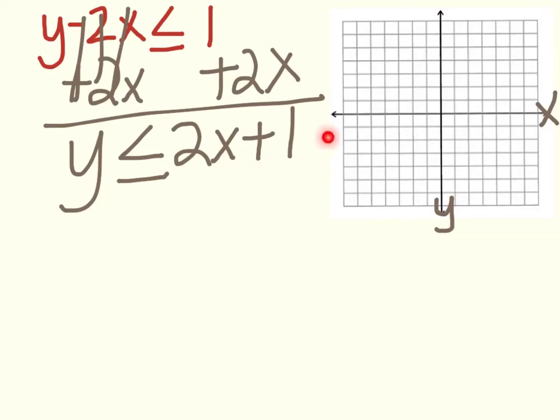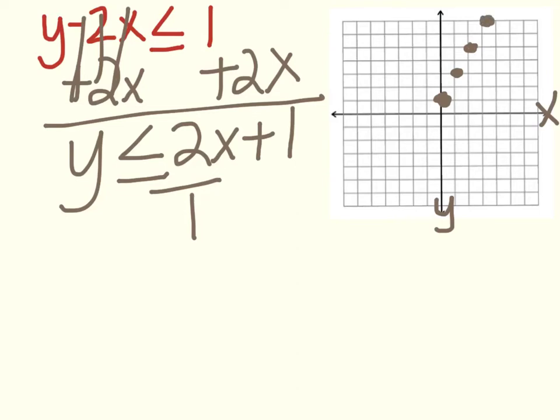So we find our y-intercept, plus 1. We plot that on our graph right here. And then we move to the next point with our slope, which is 2. Remember, 2 over 1, that's how we move. So we move up 2 over 1. We put that right there. Up 2 over 1, up 2 over 1.